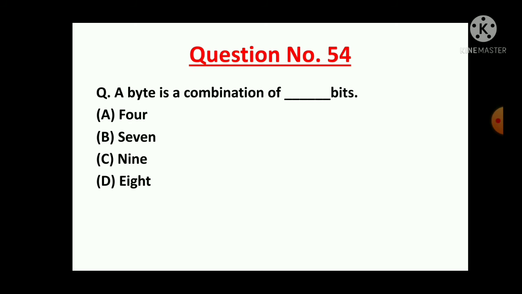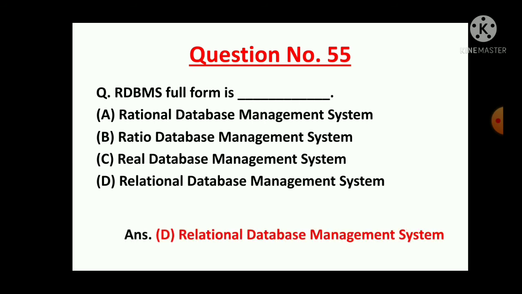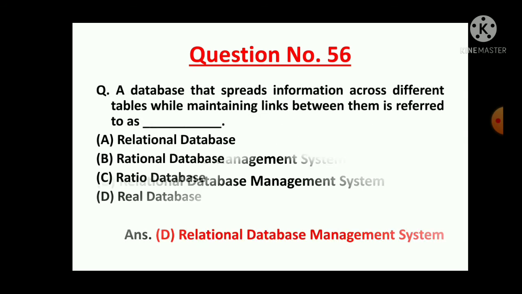Question number 54. A byte is a combination of dash bits: 4, 7, 9, 8. It is option D, 8. Question number 55. RDBMS full form is, this is a popular question, you must know. Rational Database Management System, Ratio Database Management System, Real Database Management System, Relational Database Management System. The option is option D, Relational Database Management System.